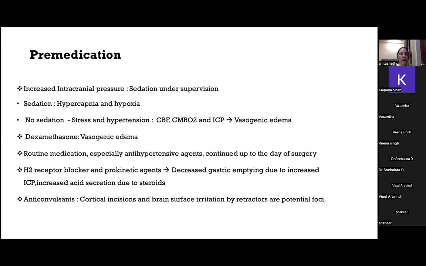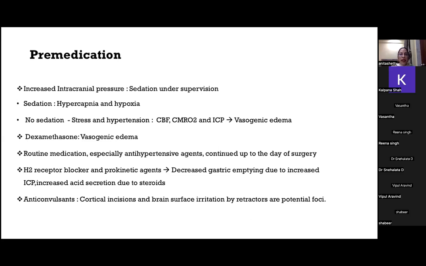Dexamethasone is required for tumor-associated vasogenic edema or radiation-induced necrosis. Then routine medication, especially antihypertensive agents, should be continued up to the day of surgery. H2 receptor blockers and prokinetic agents are recommended.